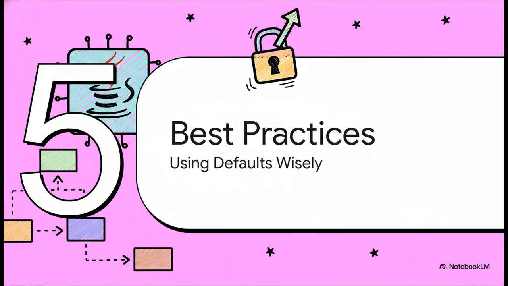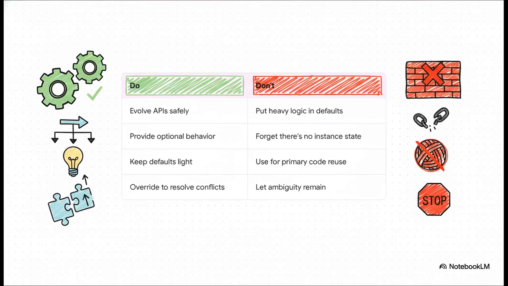Now that we've seen how they work and how to resolve conflicts, let's wrap up with some key best practices for using default methods effectively in your own code. The main idea here is to use them for their intended purpose, safely evolving APIs and providing small, optional behaviors. You don't want to treat them as a replacement for abstract classes. Remember, interfaces still can't have instance state, no member variables, so you want to keep your default methods light and focused on a single behavior.